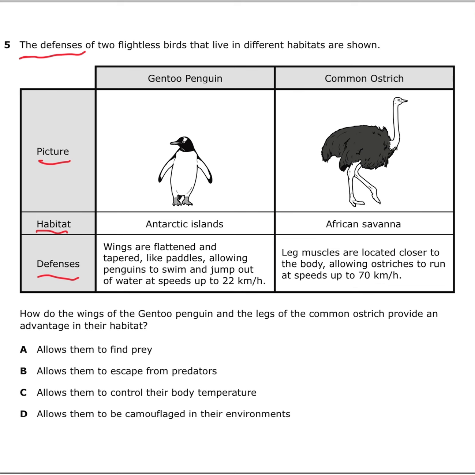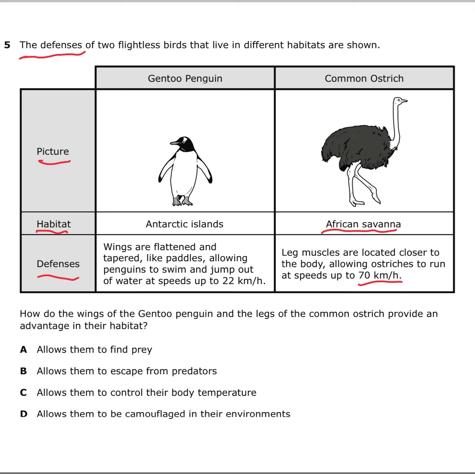The gentoo penguins live in Antarctic islands, very cold, and the common ostrich lives in the African savanna. And for the defenses, they have different structures and different characteristics. For gentoo penguins, the wings are flattened and tapered like paddles, so they can swim and jump out of water at speeds up to 22 km per hour. And for common ostrich, their leg muscles are located closer to their body, so that allows them to run at speed up to 7 kilometers per hour.